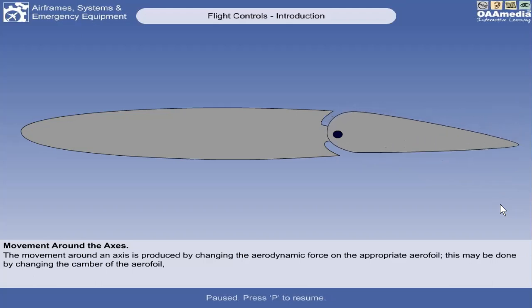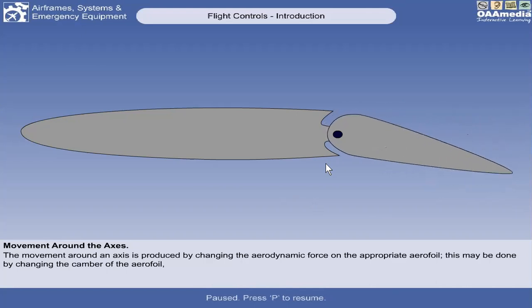So it is commonly used on the wing. But on the stabilizers, horizontal and vertical stabilizers, the common airfoil we use is the symmetrical airfoil. As you can see here, this is a symmetrical airfoil. If you divide it in the middle, the camber on the upper surface and the lower surface of the airfoil is almost equal to each other, it's symmetrical. So it is usually used for the stabilizers. So by changing the aerodynamic force on the appropriate airfoil, that is where movement around an axis happens.